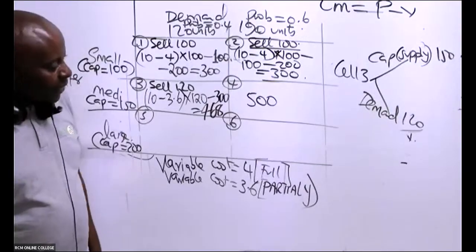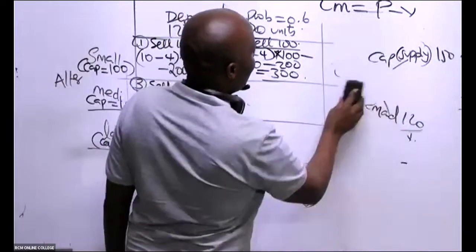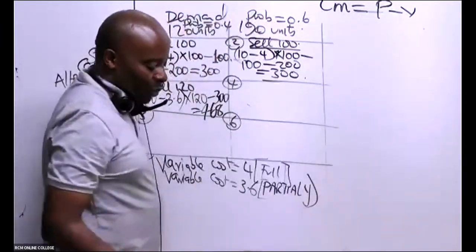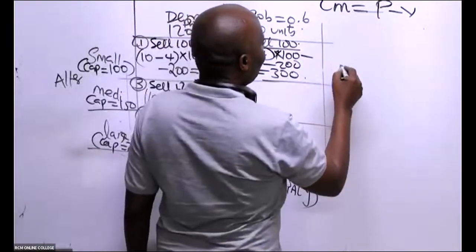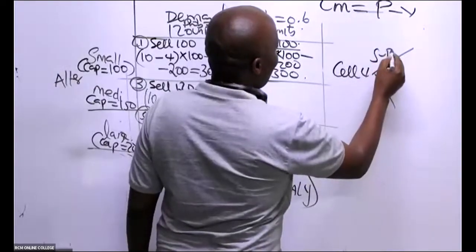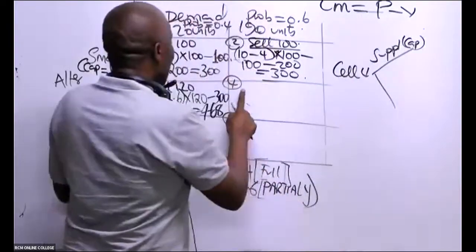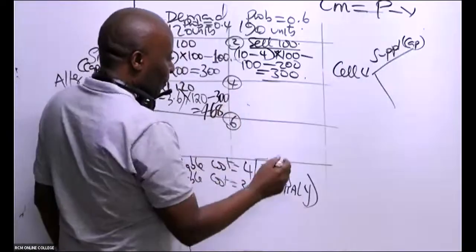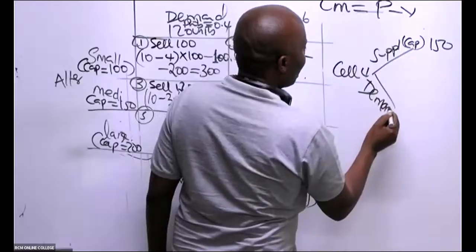Yes. So how do we get this 500? Let's try this. And fortunately, I know my students, this will be the last one that I'm doing, and now everything will be very clear. So cell number 4. We have here supply, which is the same as capacity. So for cell number 4, supply is how much? 150. And demand is how much?